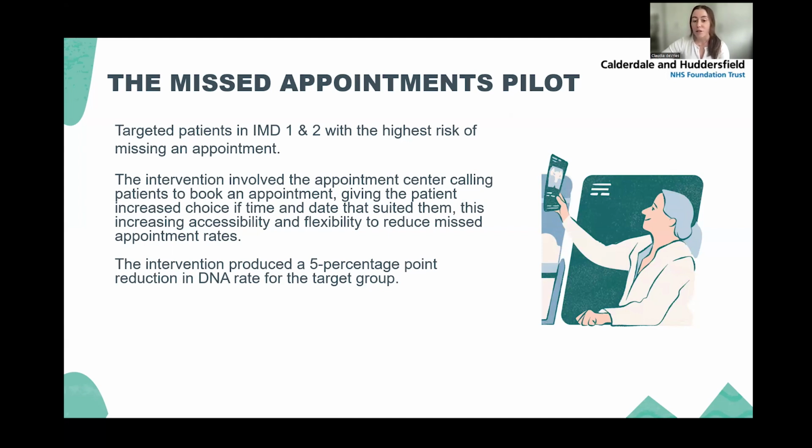And the intervention did produce a 5% point reduction in DNA rate for the targeted group. So we are looking to expand this work now and really incorporate the use of the inequalities flag within that. Next slide, please.